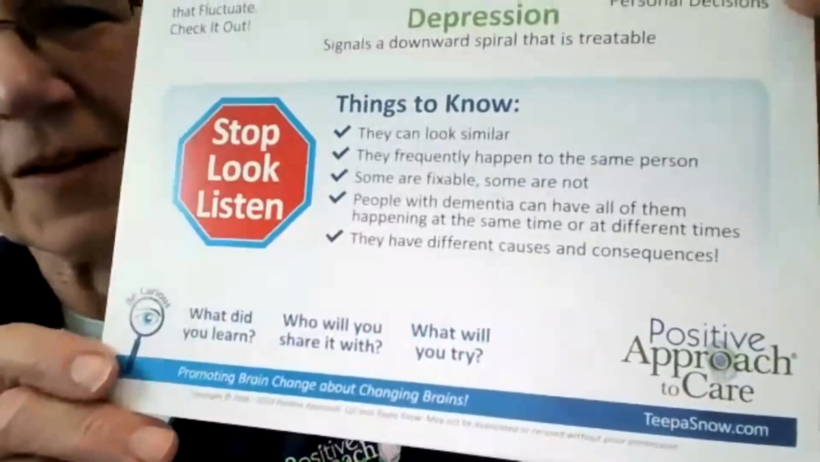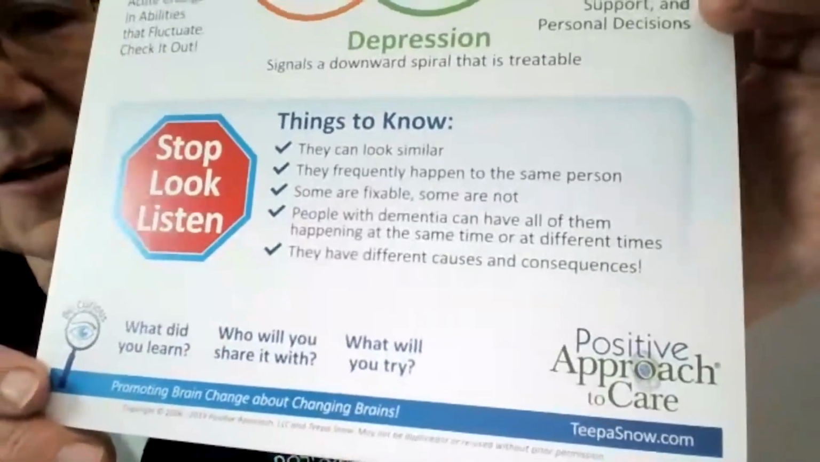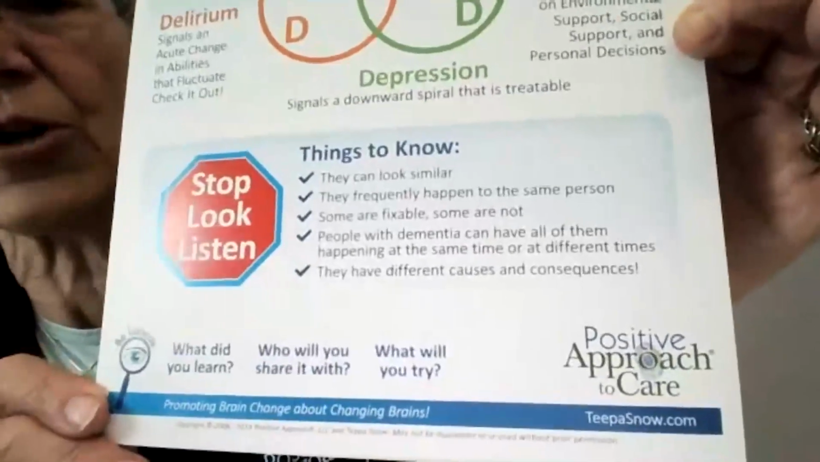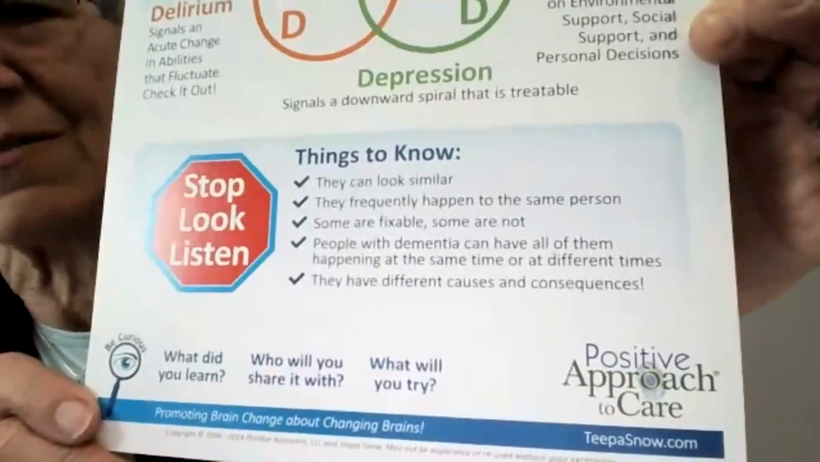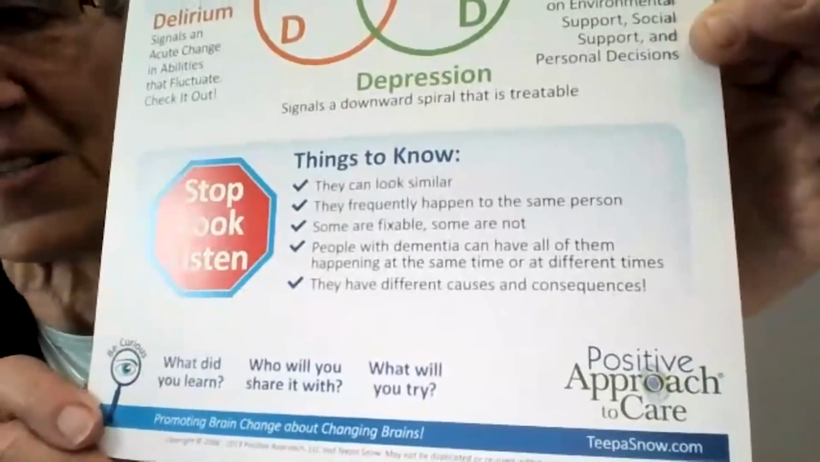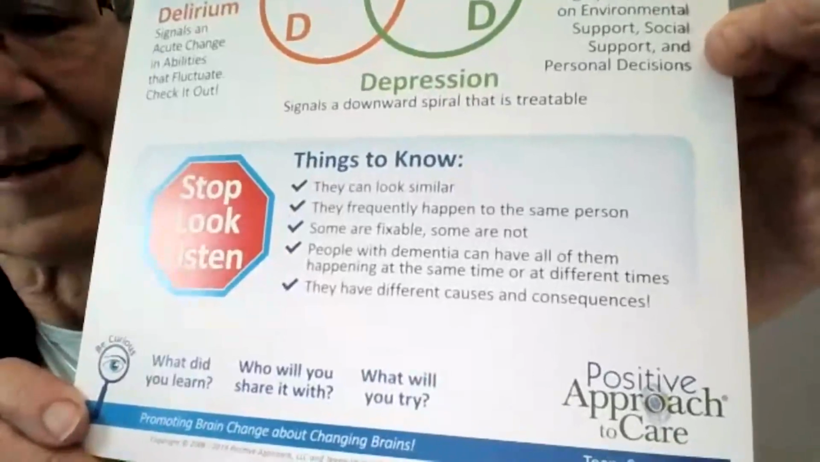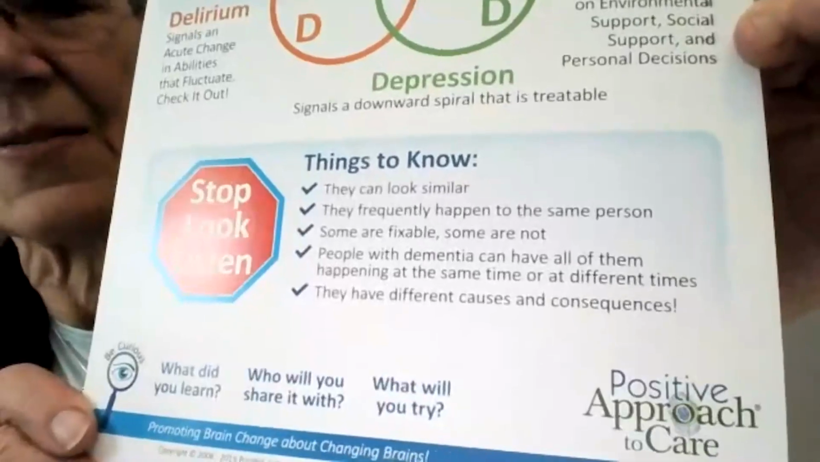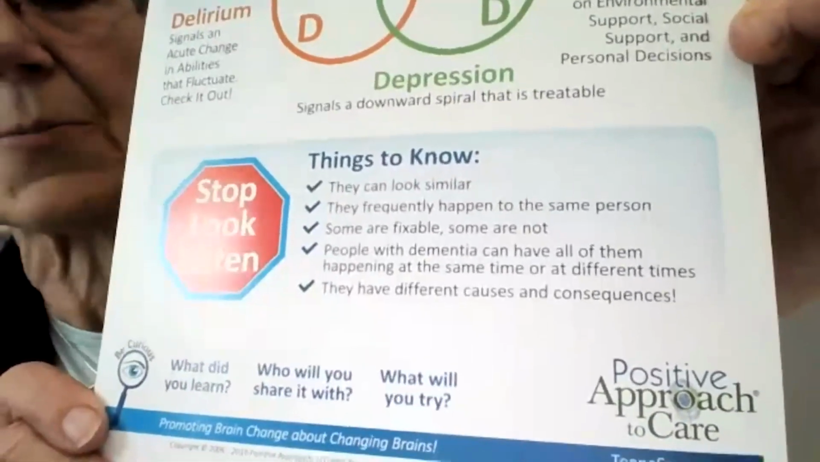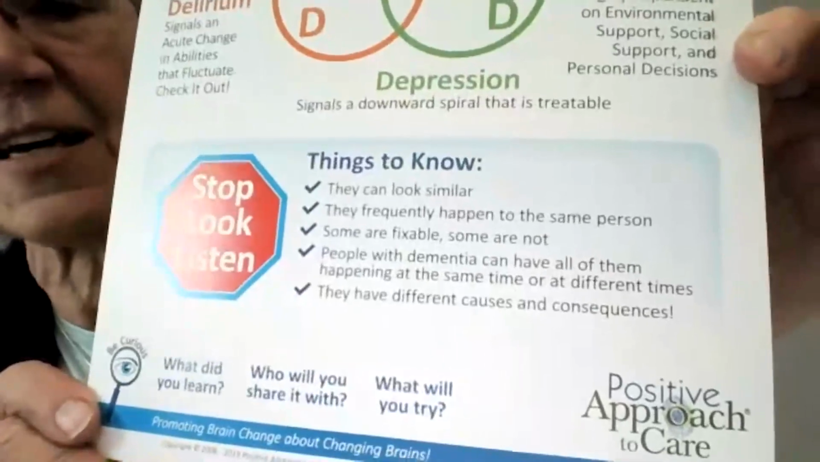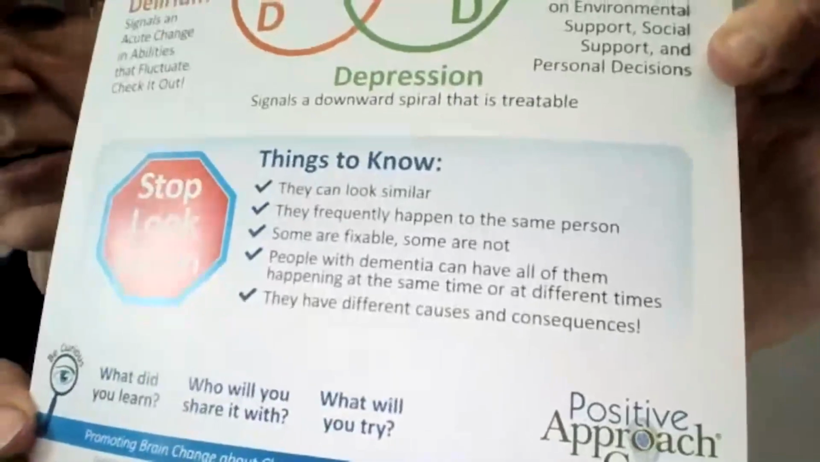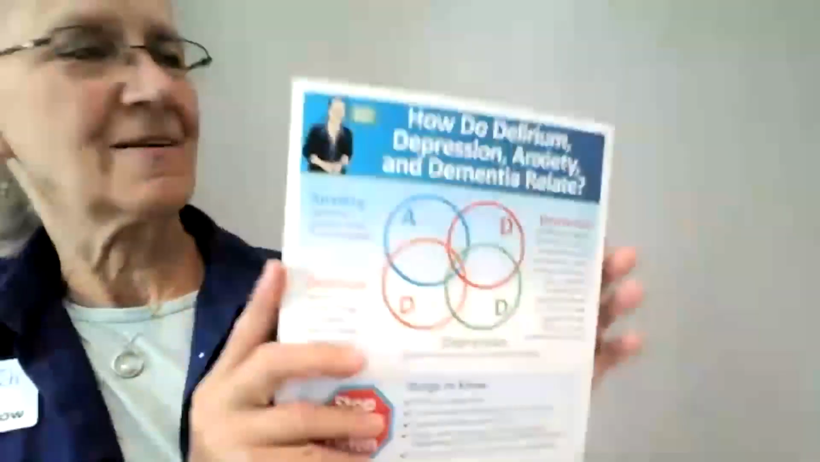These are some specific things to know about all of them. Yeah. So we have a great big stop sign that says, stop, look, and listen. In other words, time for an evaluation or an assessment of what's going on here. Yeah, you're absolutely right, Gary. Which one came first? But if we got a mix, they can be similar. They can frequently happen. Some are fixable or some are not. People with dementia can have all of them happening at the same time or at different times, and they all have different causes and consequences. And because of that, we didn't stop there.